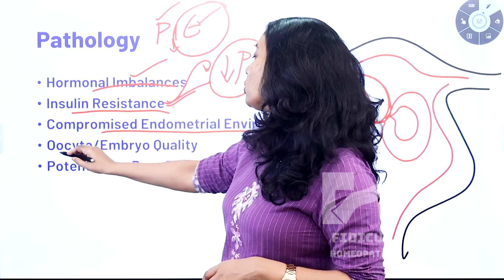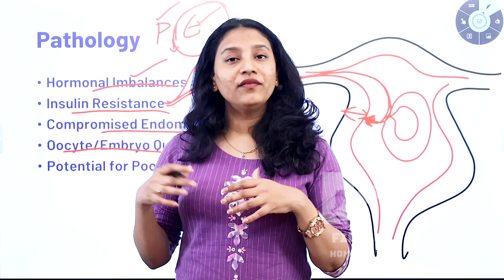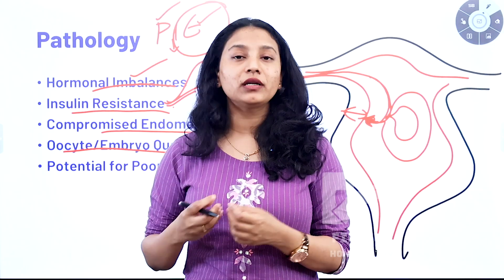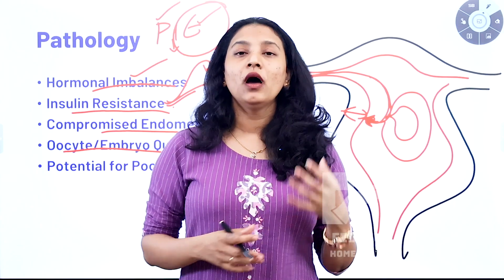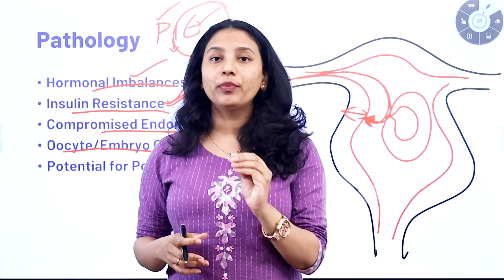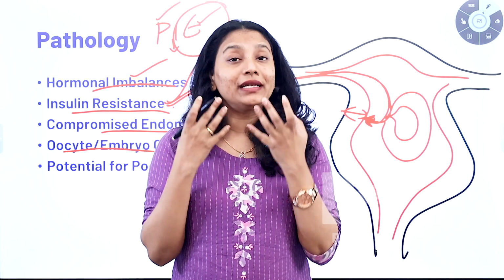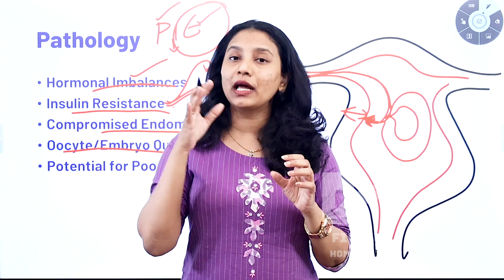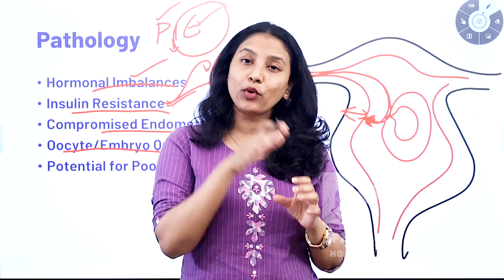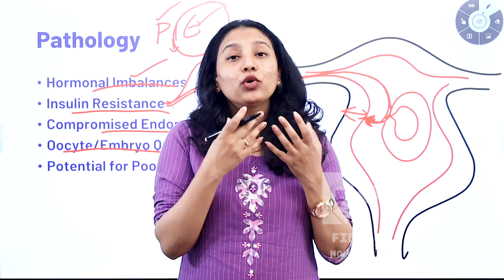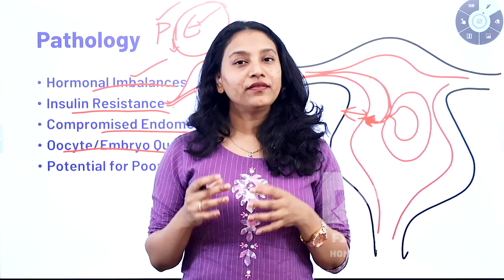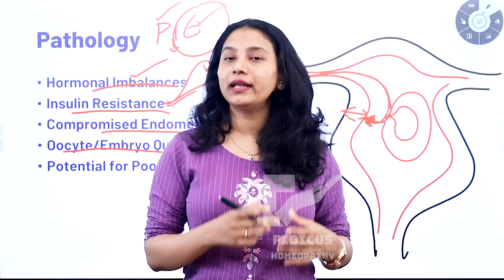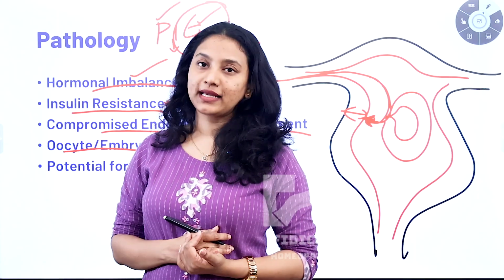And then apart from that, oocyte or embryo quality. Whenever the egg is released, as much as the sperm quality is important, so is the egg quality. The egg quality should be qualitatively good. Whenever there is PCOS, there is hormonal imbalance which can cause poor quality of the egg to be released. Whenever there is poor quality of the egg being released, the embryo cannot form properly, and that can also lead to miscarriages.